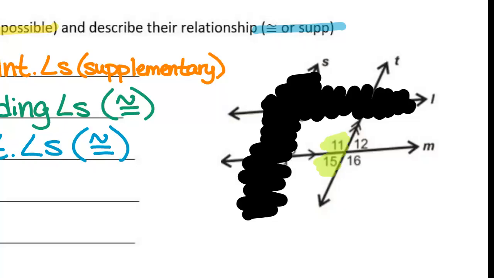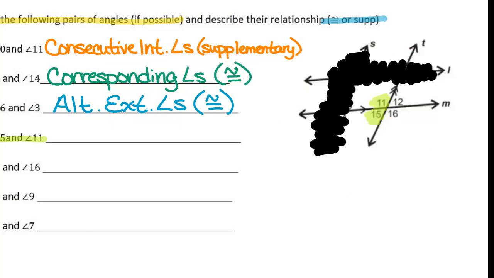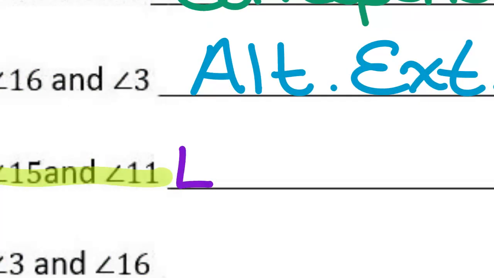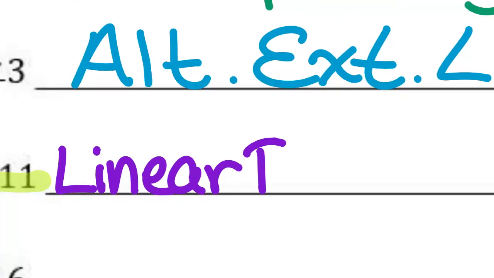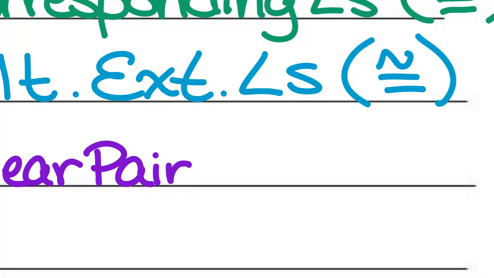They're a linear pair, yes. If they both touch 2 lines in common, then they're either a linear pair or they're vertical angles. In this case, these are a linear pair. Are linear pair angles congruent or supplementary? Supplementary.